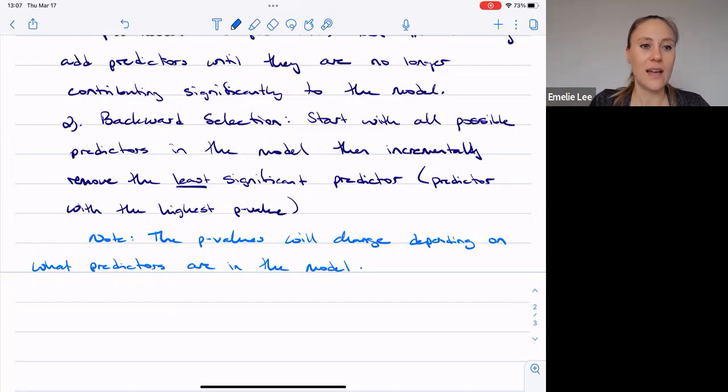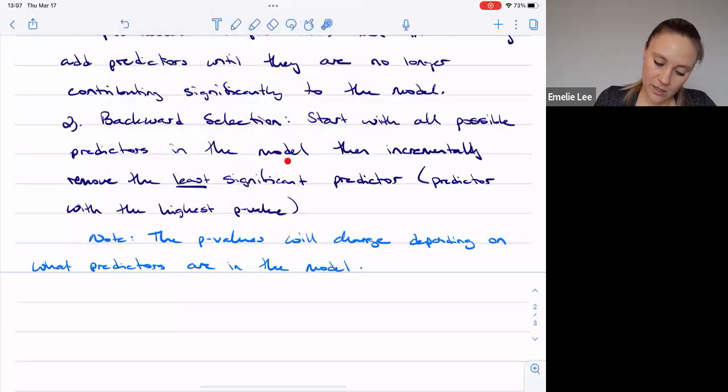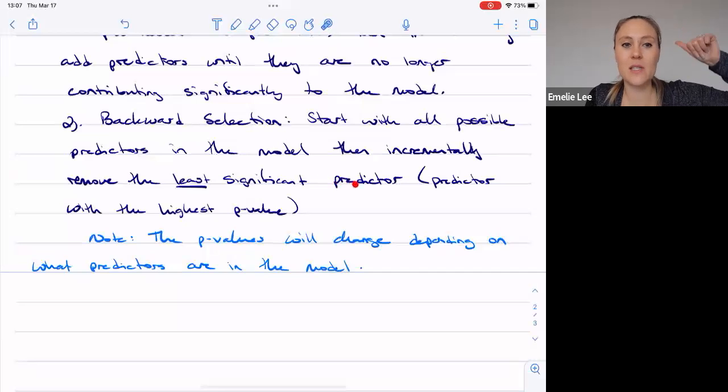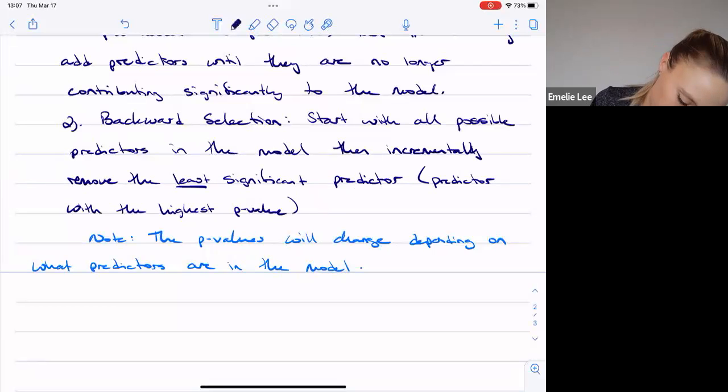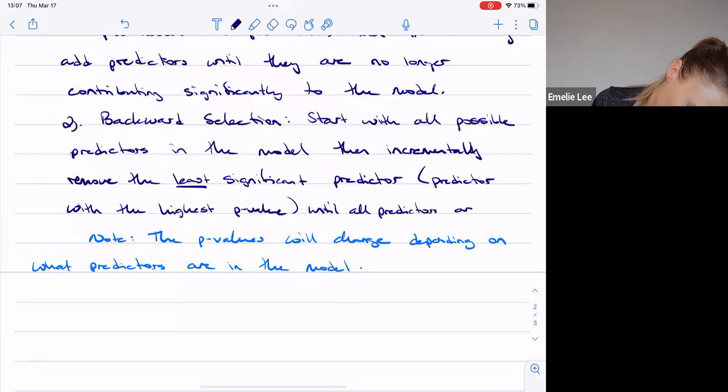Okay. And so I didn't finish this thought here. Backward elimination: start with all possible predictors in the model, then incrementally remove the least significant predictor until all predictors are significant.